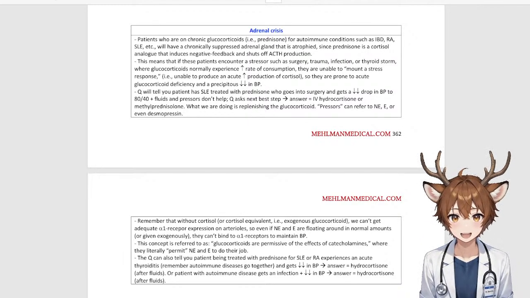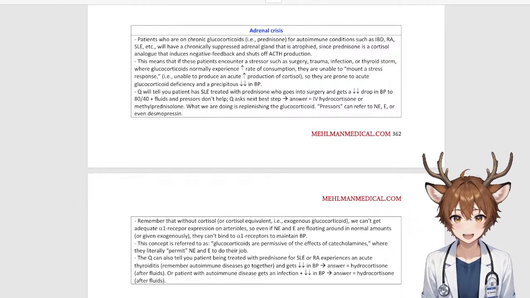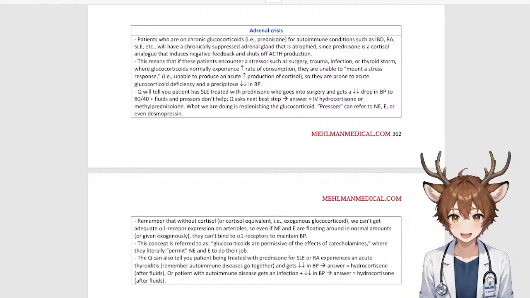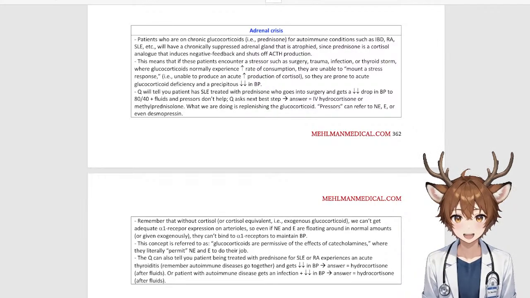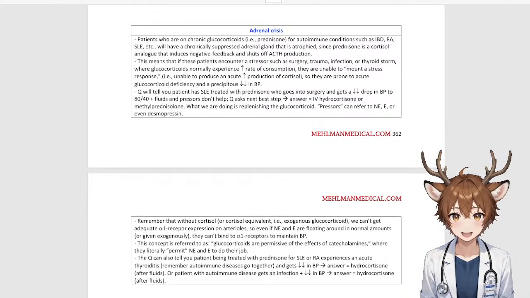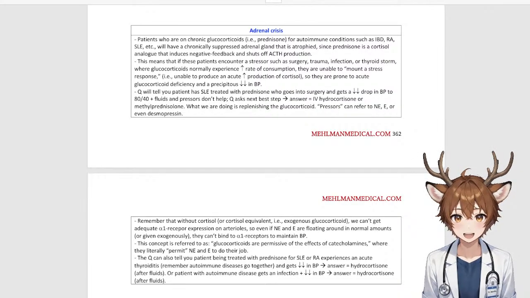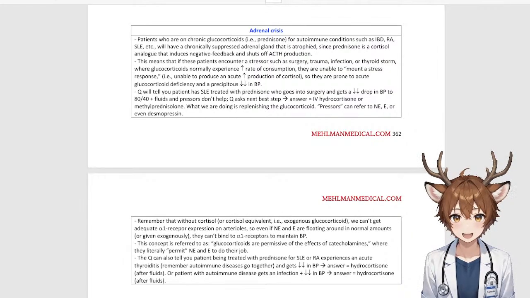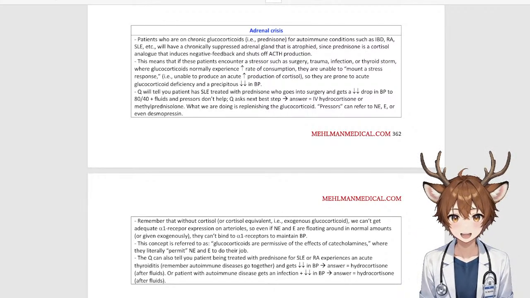Remember that without cortisol or a cortisol equivalent, that is, for example, exogenous glucocorticoid, we can't get adequate alpha-1 receptor expression on arterioles. So even if norepinephrine and epinephrine are floating around in normal amounts or given exogenously, they cannot bind to alpha-1 receptors to maintain blood pressure. This concept is referred to as glucocorticoids being permissive of the effects of catecholamines, where they literally permit norepinephrine and epinephrine to do their job.